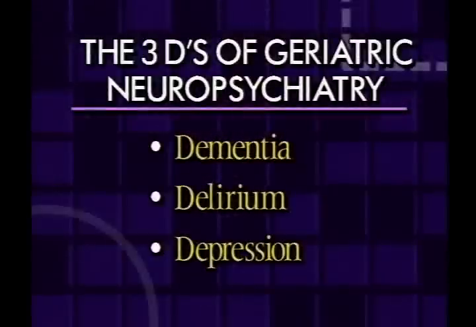Previously, we've discussed the 3 Ds of geriatric neuropsychiatry. We've talked about delirium and depression. We only briefly touched on dementia, so today we're going to focus on that particular subject.